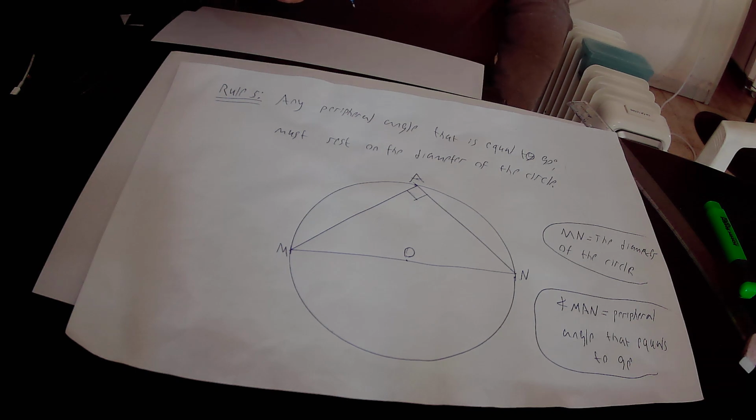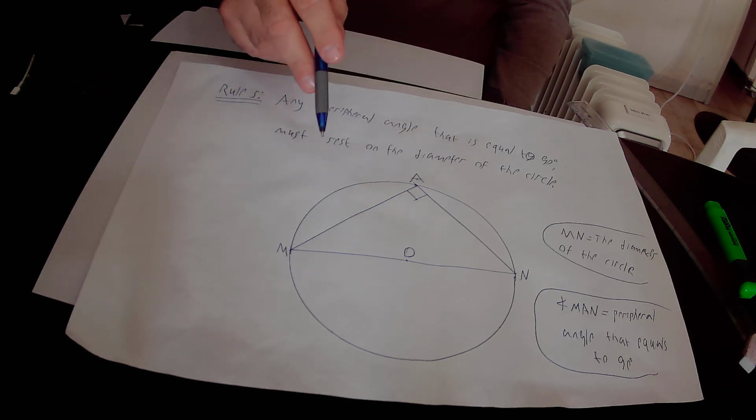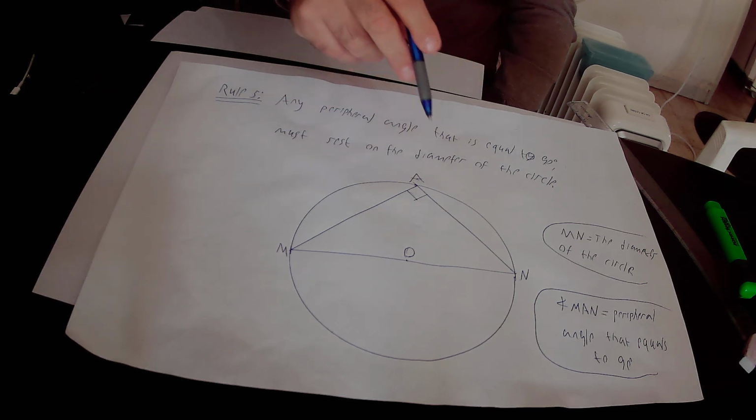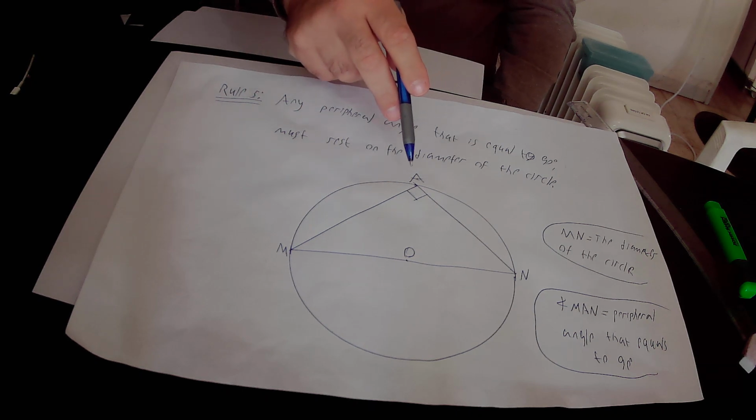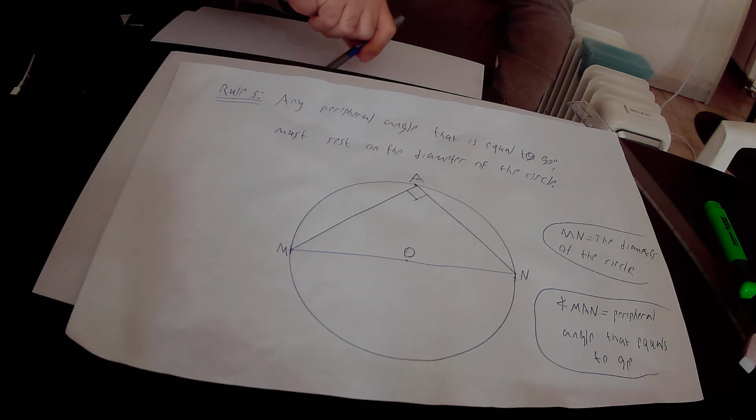So we have here a circle. Inside this circle we have peripheral angle MAN. This peripheral angle MAN is a right angle. It is equal to 90 degrees. Therefore, this peripheral angle MAN must be subtended on the diameter of the circle.